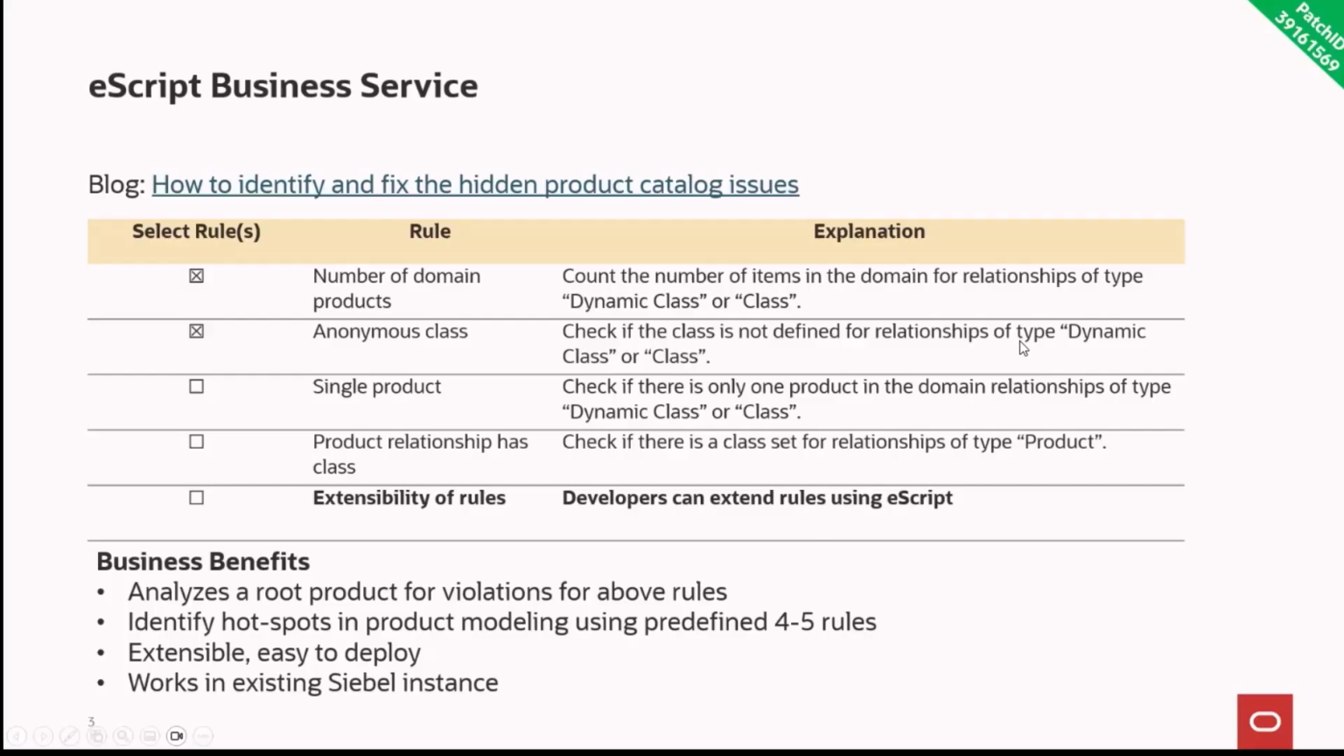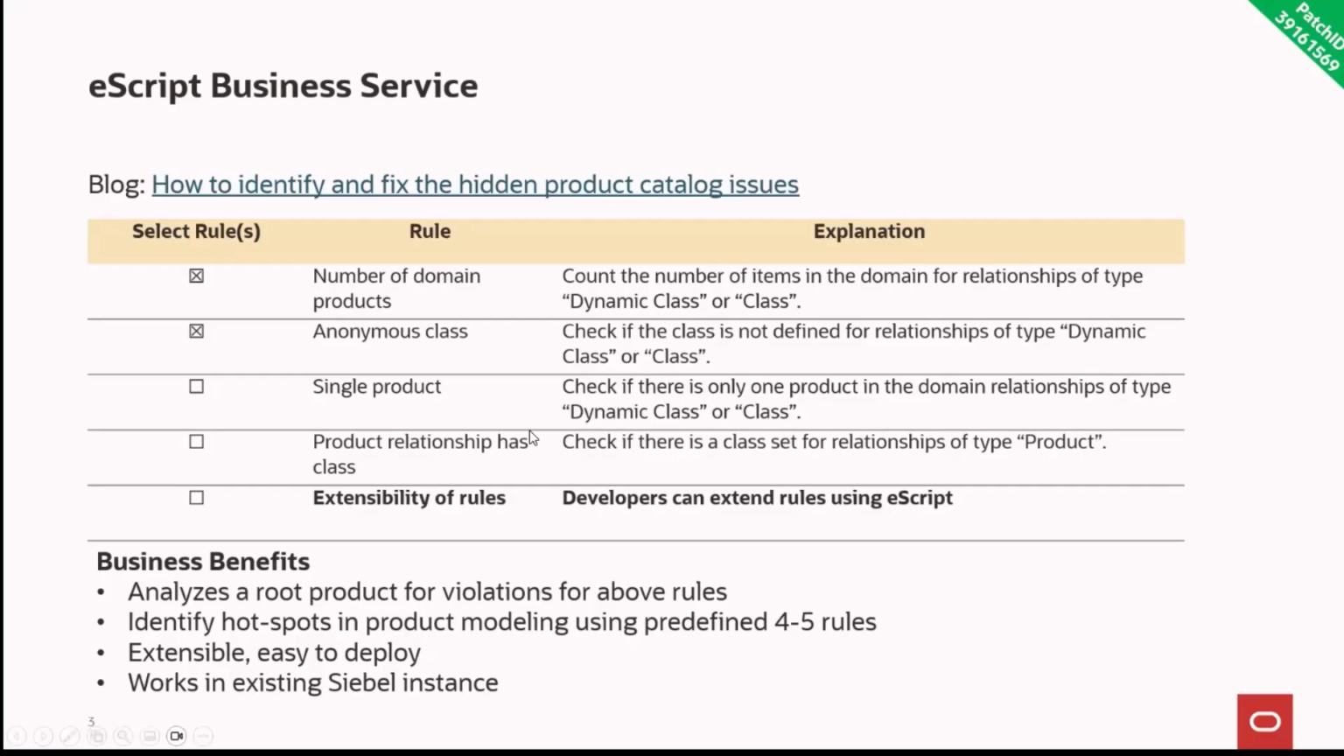Then, for an anonymous class, we check if a class is not defined for a relationship of type dynamic class or class. So you have a relationship in the structure and you haven't defined any class for it. In that case, the code has to go and look at all the classes, and it becomes difficult. So the product administrator should assign some classes and do remodeling. That's the approach we suggest.